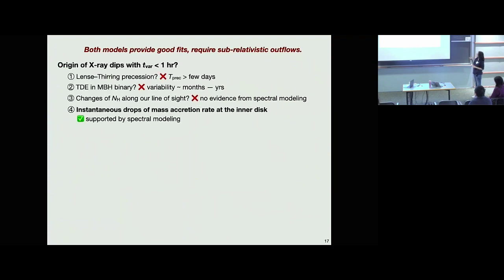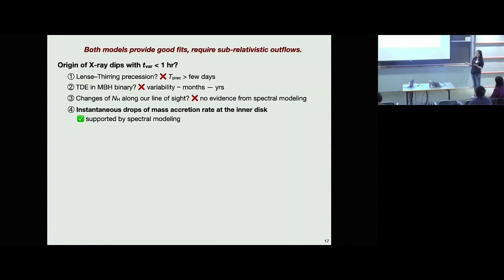And in both cases, we require the existence of subrelativistic outflows. And from our analysis, we think that the very strong, rapid, hour timescale X-ray dips are caused by instantaneous drops of the local mass heating rate and the mass accretion rate at the inner disk radius. This is supported by our spectrum modeling, whereas other explanations like Lense-Thirring precession and massive black hole binaries typically predict a variability timescale that's longer than the observed one.